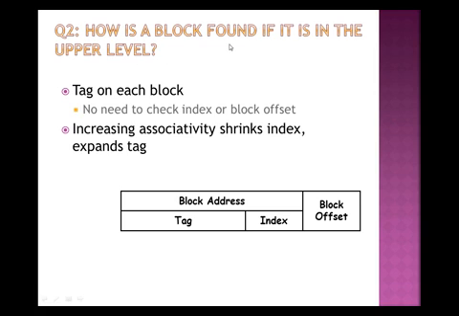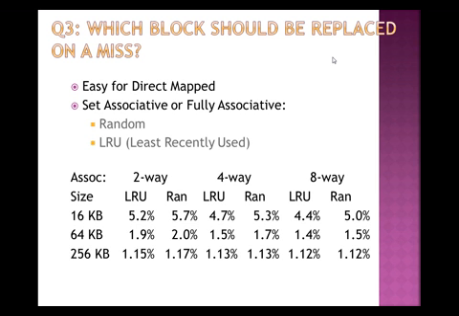Now next is, how is a block found if it is in the upper level? How can we find the block that is available in the upper level? We can find the block by tagging each block. We can put a tag of 4 bits on each block. No need to check the index or the block offset. Increasing the associativity shrinks the index and expands the tag.